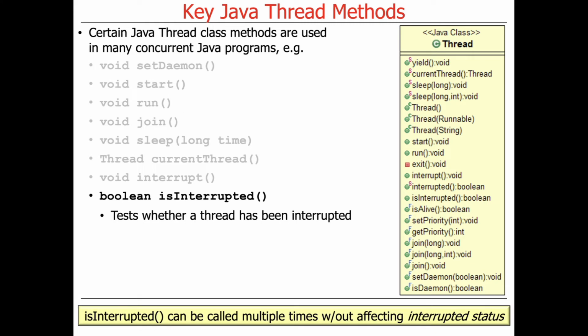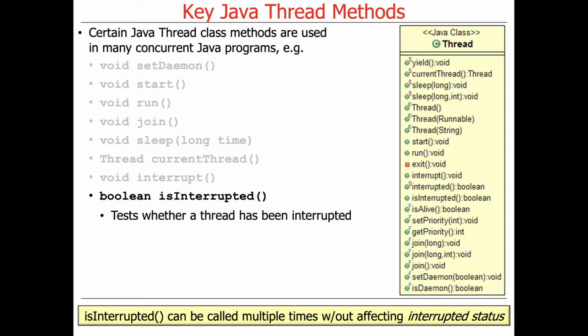Now, if you are a thread, you can check to see if you've been interrupted. And there's a couple of ways to do this. There's some really subtle stuff here. I won't spend a lot of time on it now. We'll talk about it in much more detail later. There's two methods. One is called isInterrupted, and the other is called interrupted.